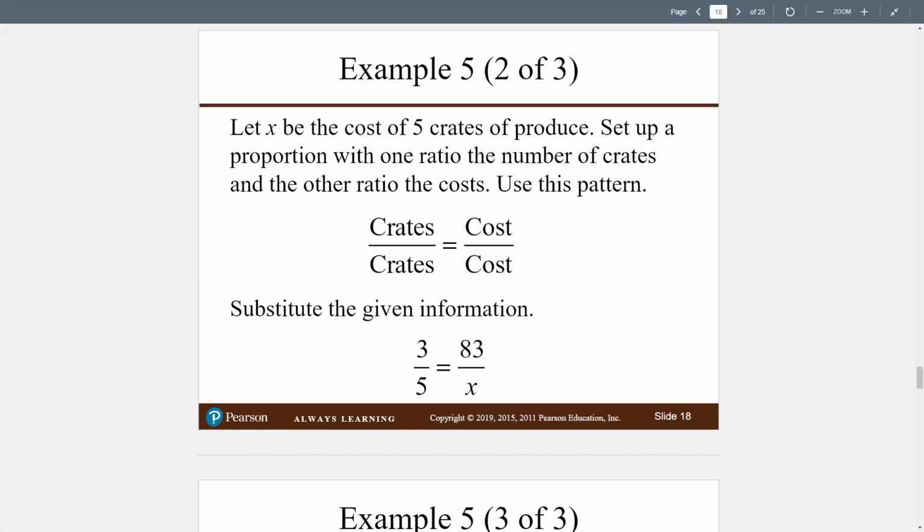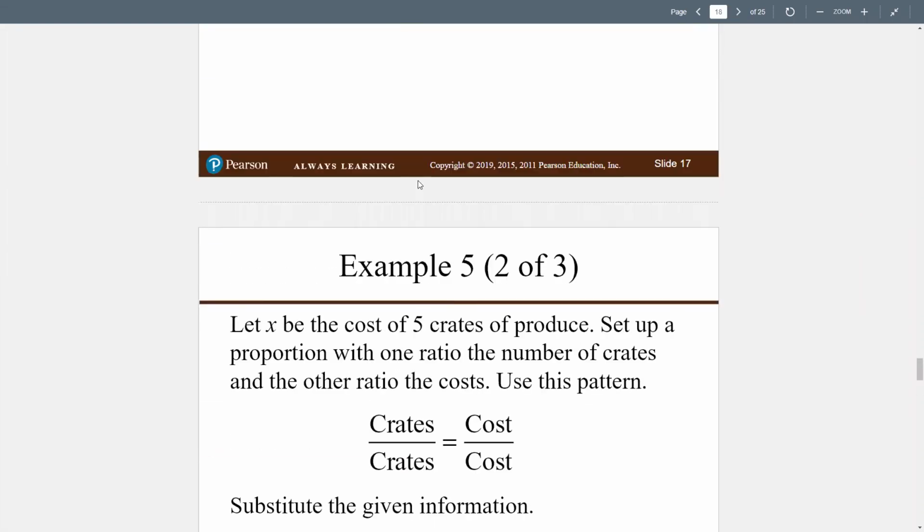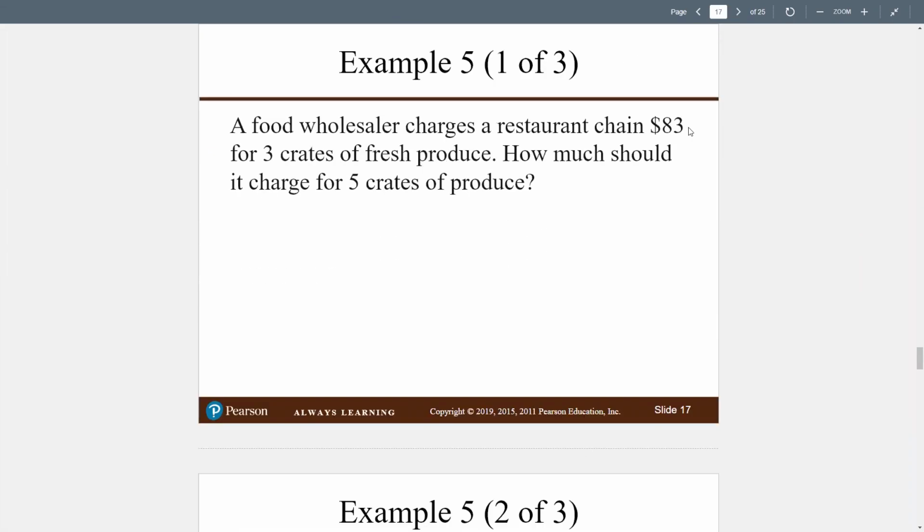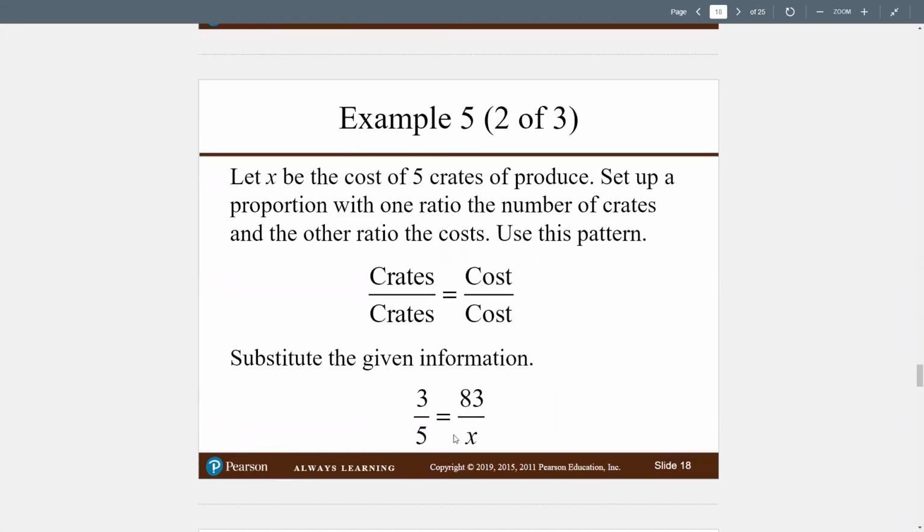Why do you guys think the x is on the bottom? Because what do we know? We know 3 crates cost $83, but we don't know. Excellent. Because that's the amount we're trying to find. So since the 5, we don't know the cost, those have to match up. Does that make sense?